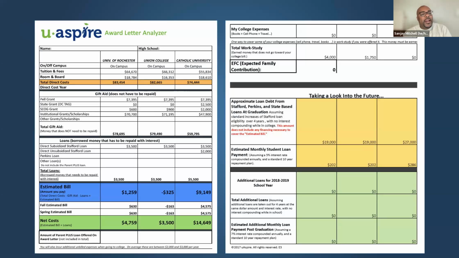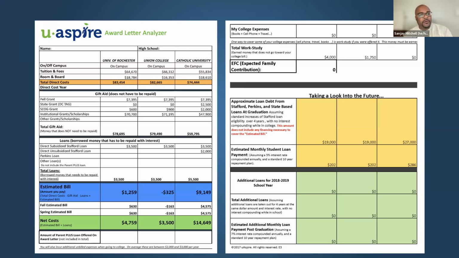And so what I love about this tool is that it is customizable to where you can even put in state grants. So for us in Washington, D.C., the state grant is called DC TAG, DC Tuition Assistance Grant. And it only goes to certain institutions, not all. And so here on the state grant DC TAG line, I can put in the $2,500 that a student will receive and leave the rest blank for the schools that he will not receive, right?